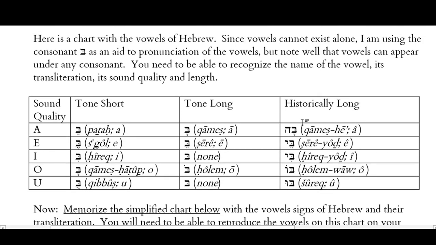We're going to use the consonant bet, the b sound, as our placeholder because Hebrew vowels don't exist in isolation. Just as in English, we can start words and syllables with vowels, like the word about, A-B-O-U-T. That starts with a vowel. A syllable can start with a vowel in English.